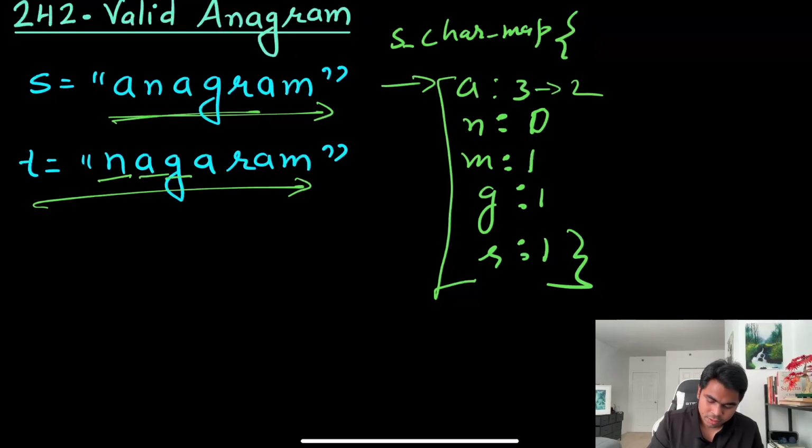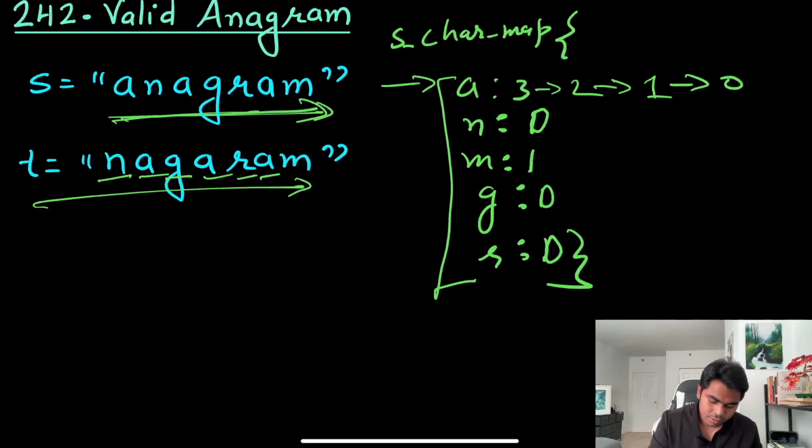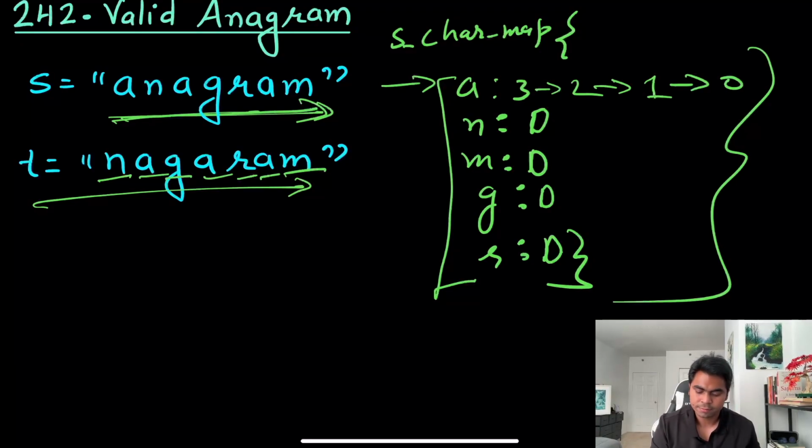G becomes 0. A becomes 1. Then R becomes 0. Remember, I'm reducing the frequency, just like I must have increased it when I was going through S. Then A becomes 0, then M becomes also 0. So everything became 0 here.